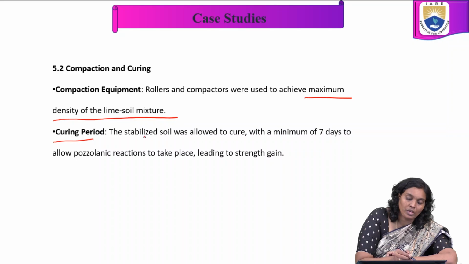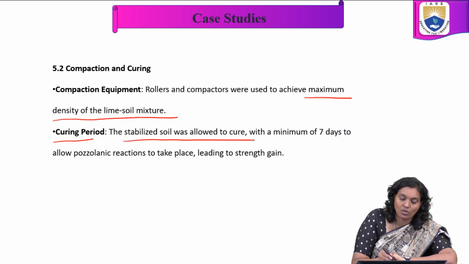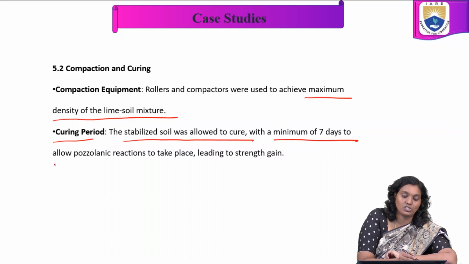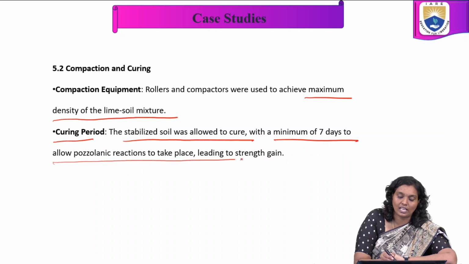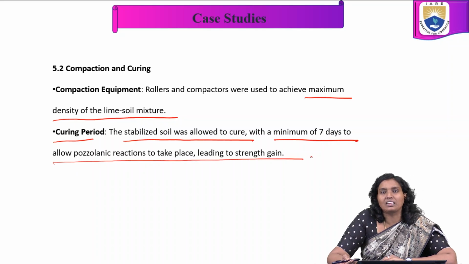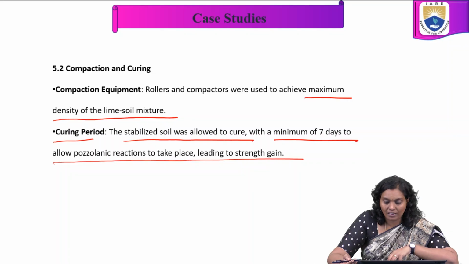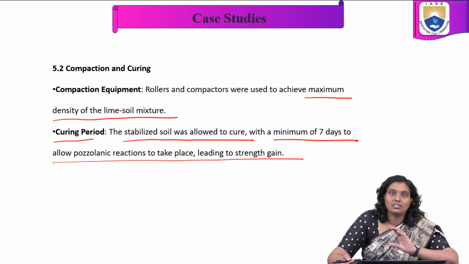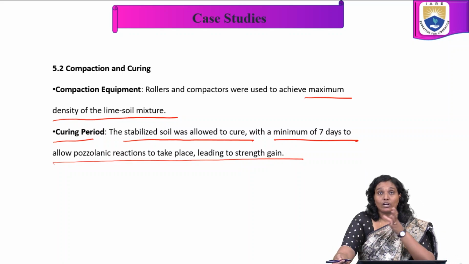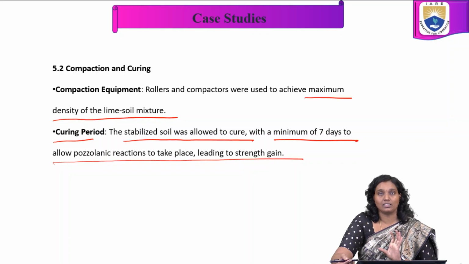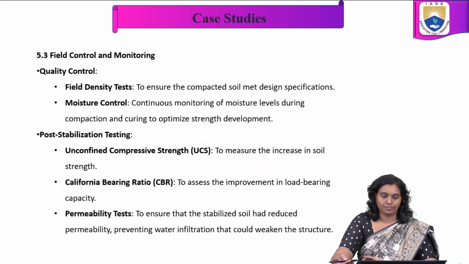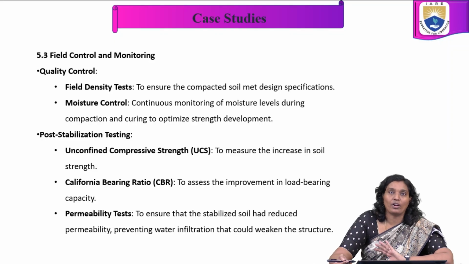And also the curing period, the stabilized soil was allowed to cure for a minimum of 7 days to allow pozzolanic reactions to take place, leading to strength gain. So like this, we are going to understand what the various parameters involved are, in compaction and curing, which kind of equipment gives what kind of reaction. These are the things in compaction and curing. And field control and monitoring.